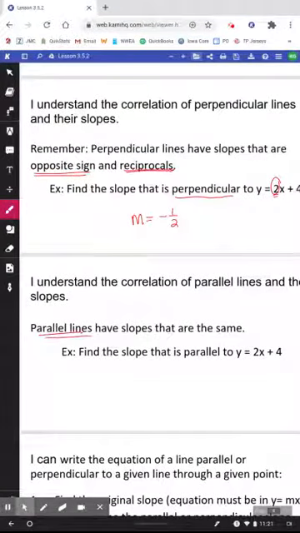Remember that parallel lines have the same slopes. So I look at the same example. My slope is 2. So on a parallel line, my slope would also be 2 because I don't want them to cross.